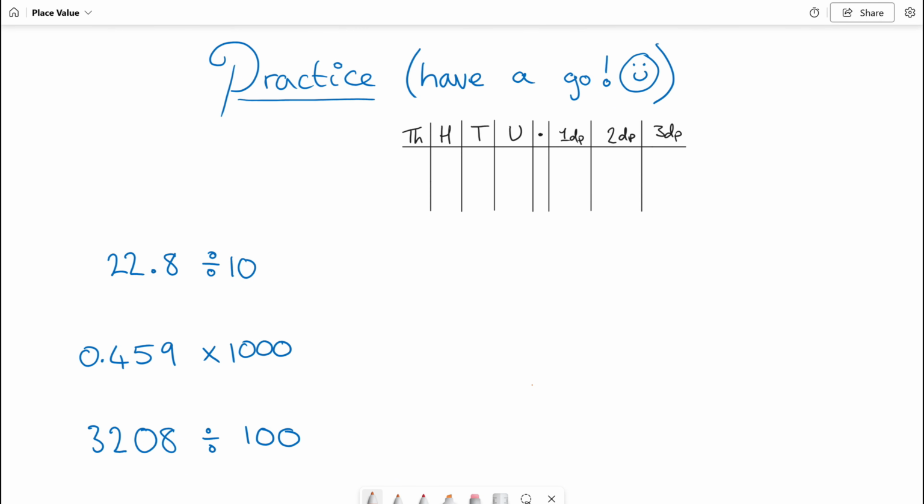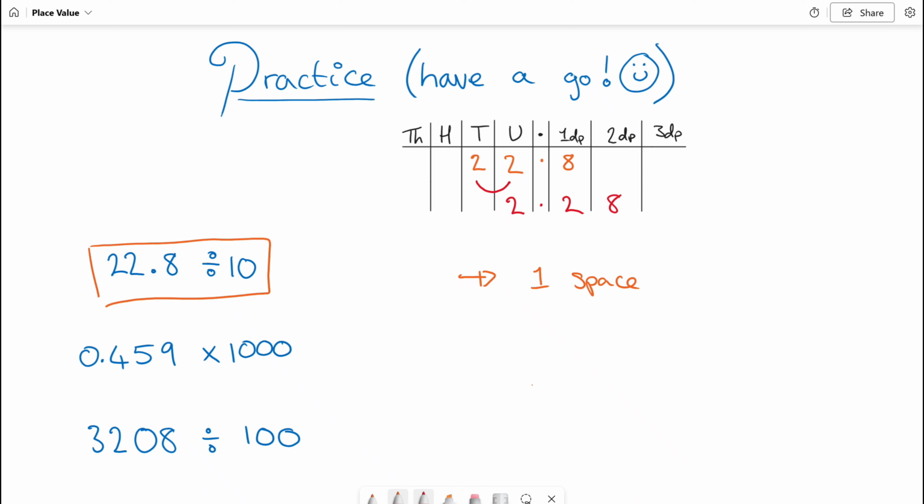Welcome back. Let's get straight into it. So the first question says 22.8 divided by 10. So the first thing I'm going to do is write down 22.8 in the chart. And now we just need to figure out what direction we're going and how many spaces. So it is a division sign, so we are going to the right, and there's 1 zero, so we're going 1 space. So that's what we're going to do now. So it's 2.28. Yeah, so the answer to the first question is 2.28. Nice.